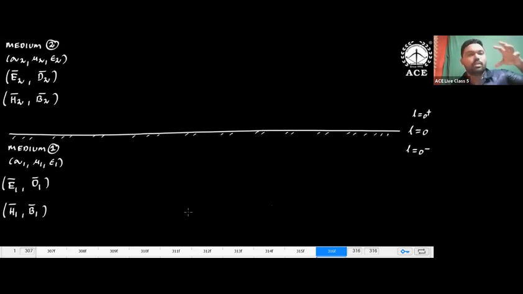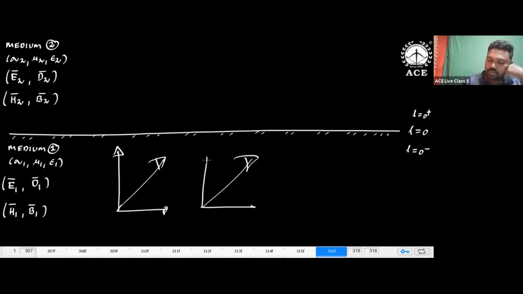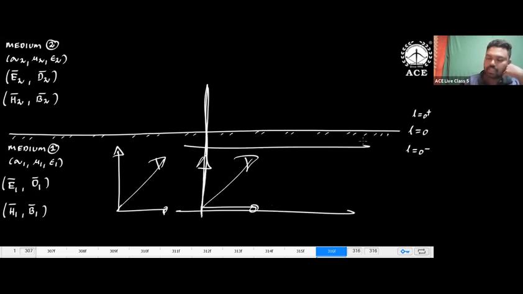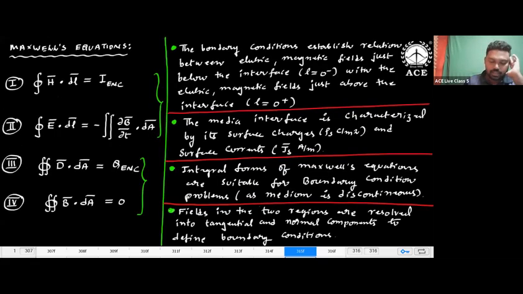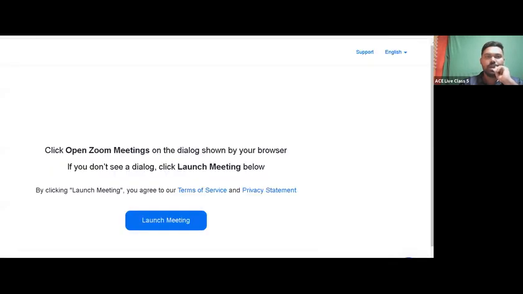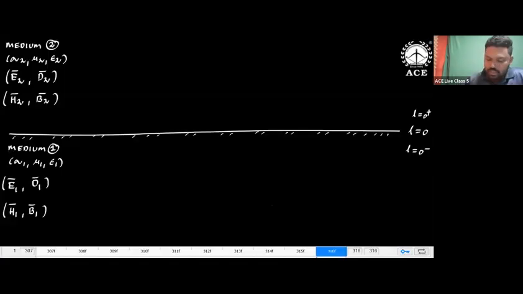What I'll do, I'll resolve the fields present in medium 1 and medium 2. These fields, electric and magnetic fields. For our mathematical convenience, I'm going to resolve them into tangential and normal components. Normal to the interface, tangential to the interface. I'll represent all the four fields in the tangential form and normal form. That is what I've written here. Fields in the two regions are resolved into tangential and normal components to define boundary conditions. That is the story. Clear, beta? Yes. Okay, so let me write down those things here. I'm going to resolve all the four, 1, 2, 3, 4, in medium 1 as well as in medium 2 into tangential and normal components. Here it is like this.